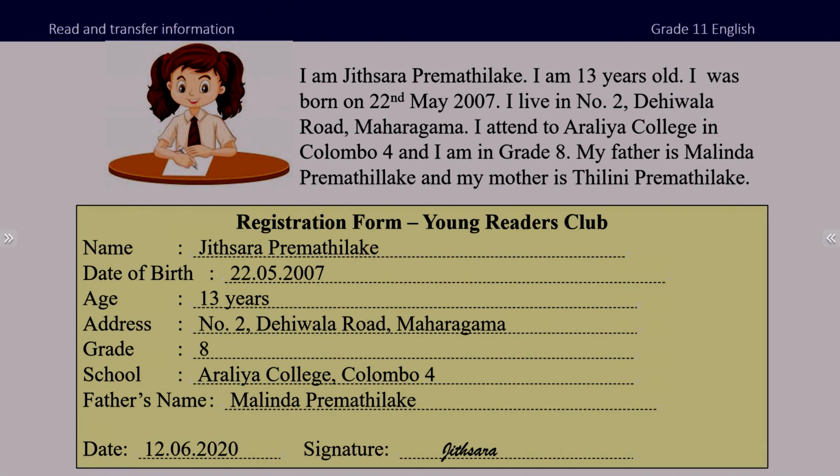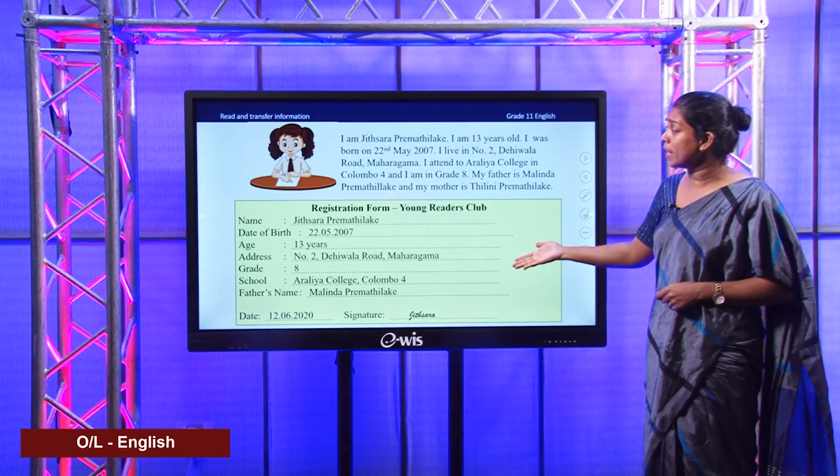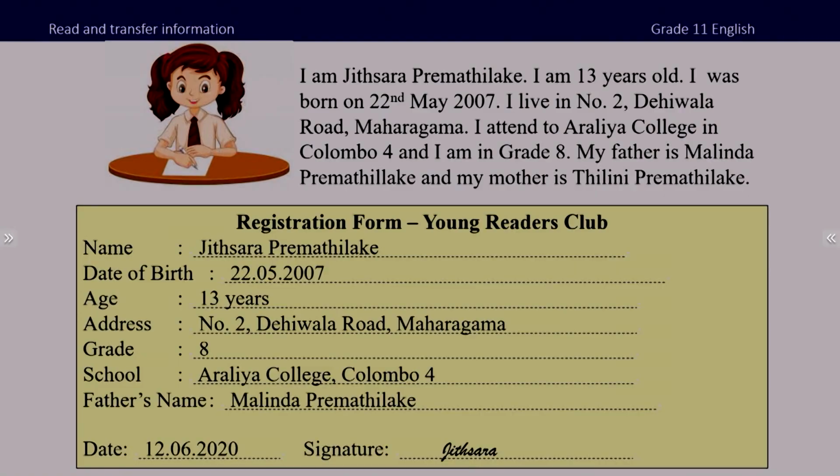Now see how Kehan has filled the information form. He has taken the information from the paragraph to fill the registration form. Look at the two formats. The first format is a paragraph. The second format is the registration form.